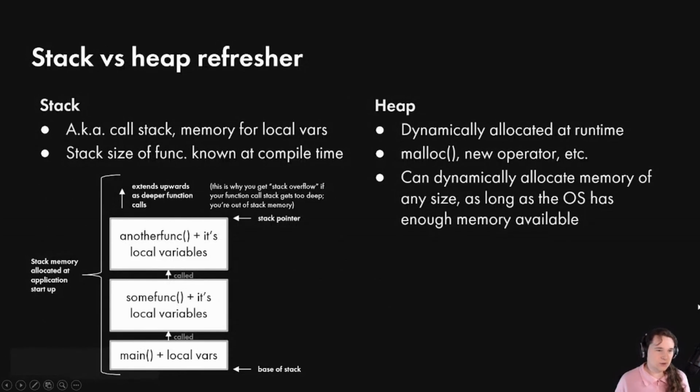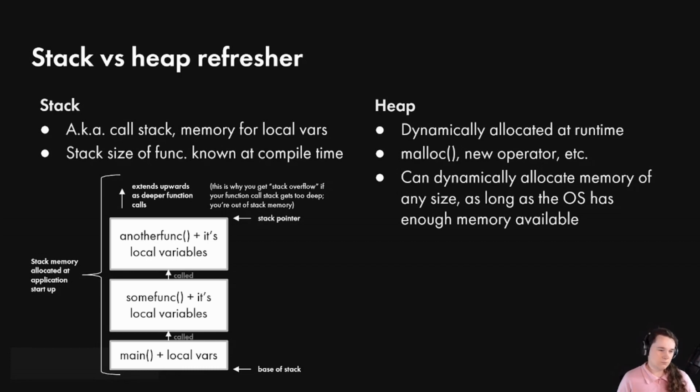So a quick refresher on the stack versus the heap. So the stack, also known as the call stack, is where you have your memory for local variables, right? And so the stack size for a function is known at compile time. If I have a function with a single integer on a 64-bit machine, that integer is going to be 8 bytes of memory. So when the compiler calls that function, it knows that it needs to move the stack up by 8 bytes to make room for that memory.